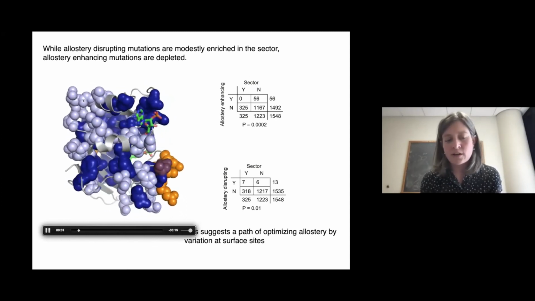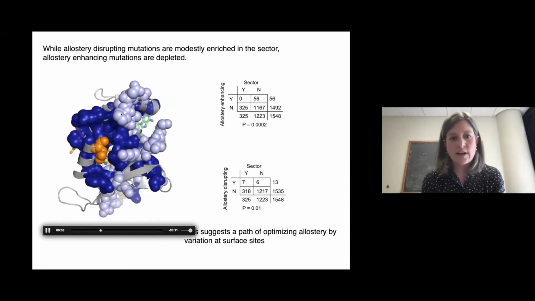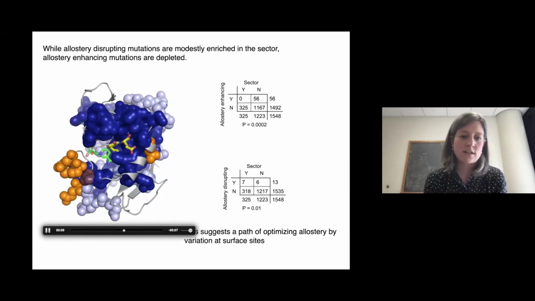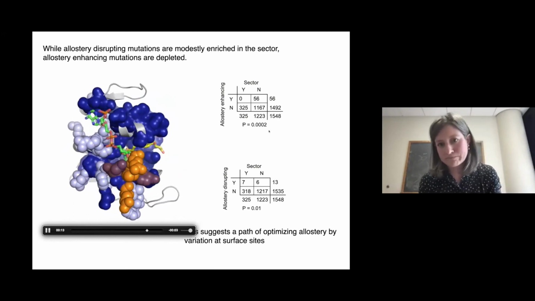are all really peripheral to the sector. And in some cases, they don't even contact the sector, right? So we have some in this loop that's around position 80 in DHFR that aren't contacting the sector, and some down here, which are also not contacting the sector.